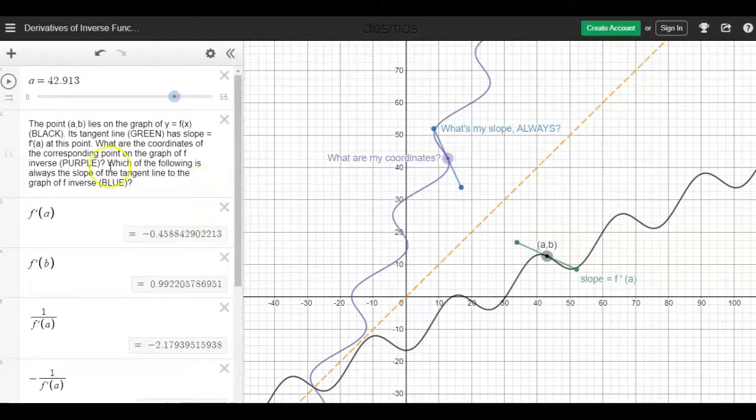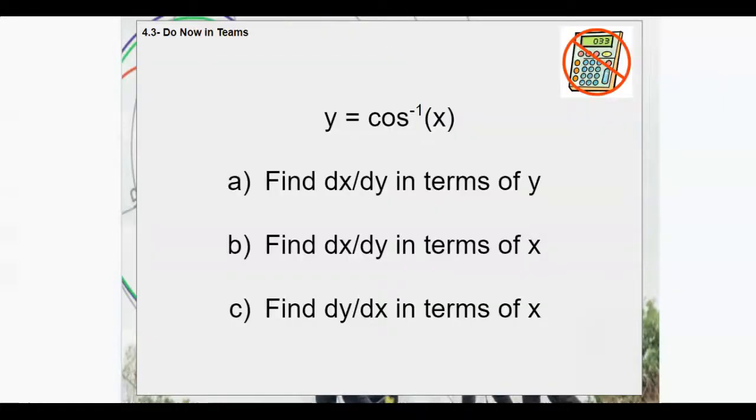Okay, the next thing I want you to do before we go on to the notes themselves is I want you to consider these questions. And using exactly that same type of skill, what I'd like you to do is think about an inverse cos function. I'd like you to find dx by dy, and then I'd like you to switch it so it's in terms of x, and then I'd like you to find dy by dx. Give yourself a couple of minutes, off you go.